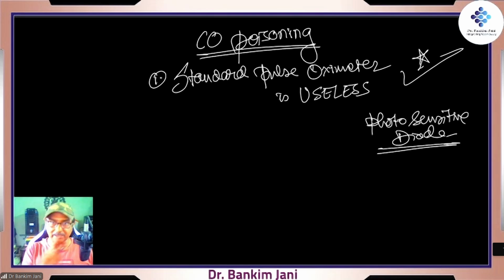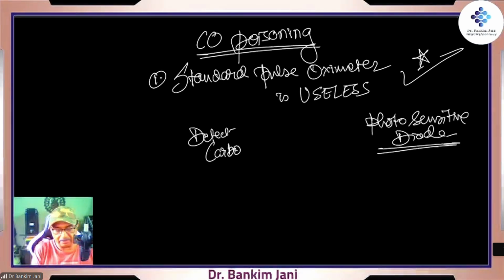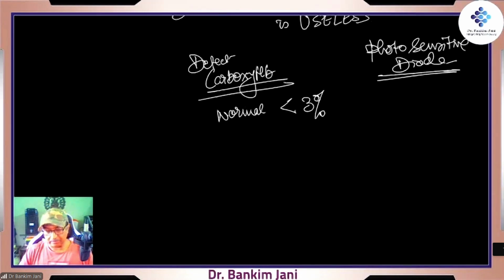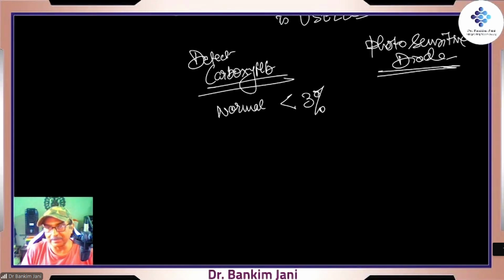You require a very special pulse oximeter which detects the carboxyhemoglobin level. Carboxyhemoglobin is considered normal when it is less than 3%. Less than 3%, nothing can be happening. Who has this 3%? The standard oximeter is useless just for carbon monoxide poisoning. Otherwise, for everything else it is fine.